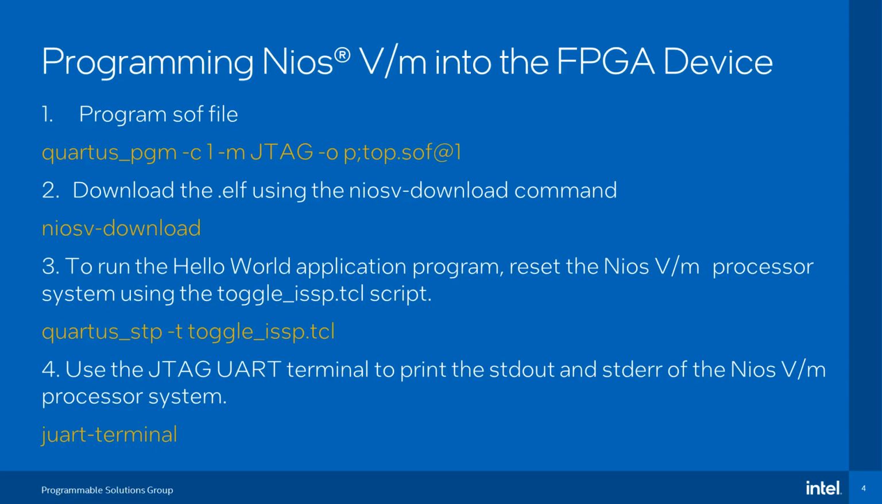After generating the ELF file, we will program the SOF file onto the FPGA device using the command line. For this video, I am using the Arria 10 SoC dev kit. We will download the ELF file on the Nios V/m processor using the niosv-download command and then reset the CPU with a toggle ISP script that is in the Nios V/m example design folder generated from Platform Designer. Finally, after programming the Nios V processor and the FPGA, we will execute the JTAG UART terminal command to display the output.